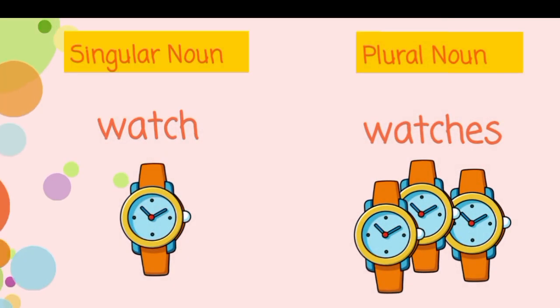Next we have watch. Here we have ch at the end of the word. Whenever we have ch at the end of the word, we use es to make the plural noun of it. Here we have watches. Watches is the plural noun of watch. We added es because here ch is present at the end of the word. So we added es and it became watches.